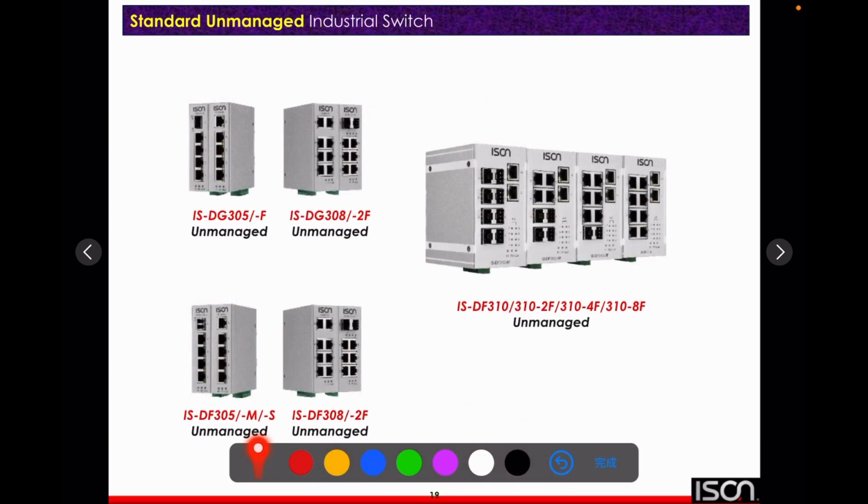Standard Unmanaged Industrial Switch. The DF300 series provides an easy-to-use, plug-and-play switch up to 8 SFP slots or 10 RJ45 ports. And the DG300 series provides 1 or 2 SFP slots and up to 8 RJ45 ports.